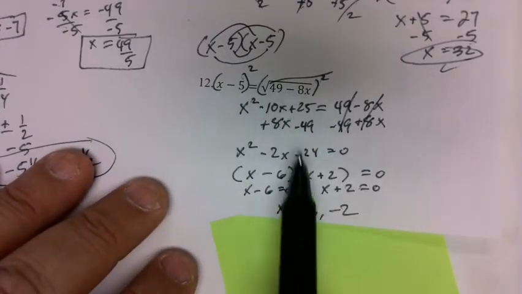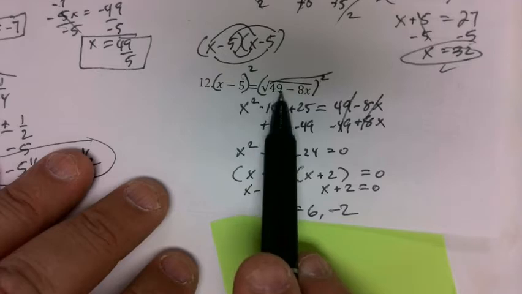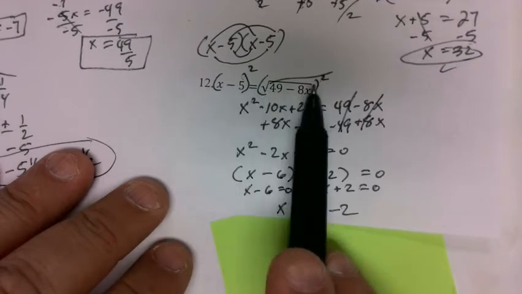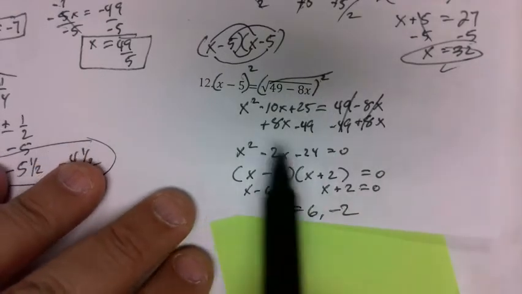49 minus 8 times 6. 8 times 6 is 48. 49 minus 48 is 1. The square root of 1 is 1. So 6 checks out.